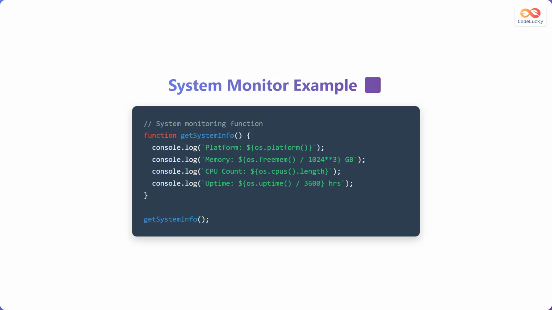Let's see a practical example of using the OS module to create a system monitor function. First, we define a function called getSystemInfo. Inside this function, we use the OS module to retrieve various system details such as the platform, memory, CPU count, and uptime. We then print these details to the console. Finally, we call the getSystemInfo function to display the system information.